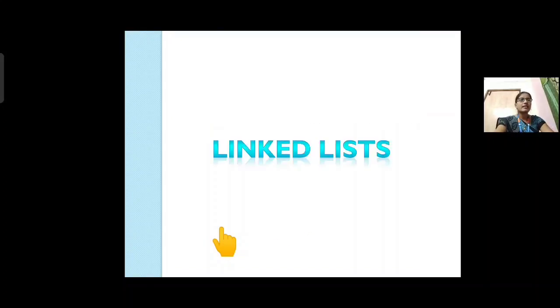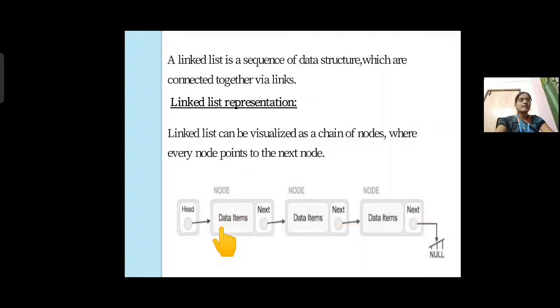First of all, what is a linked list? A linked list is a sequence of data structures which are connected together via links. A linked list is a sequence of links which contain items. Each link contains a connection to another link.